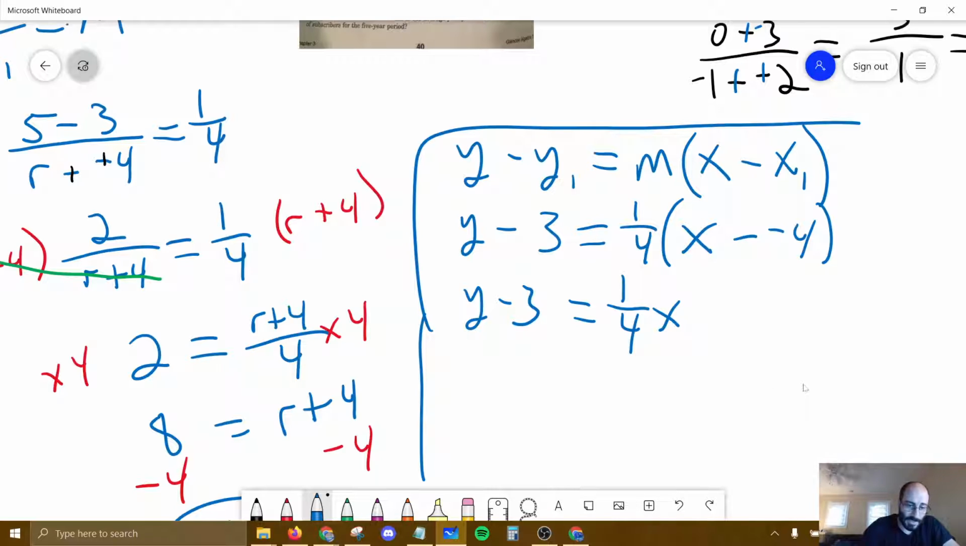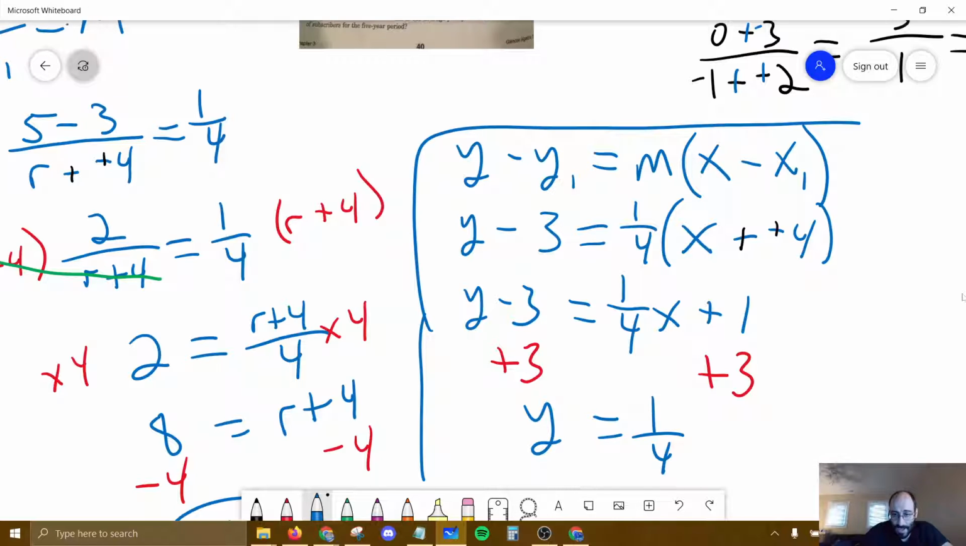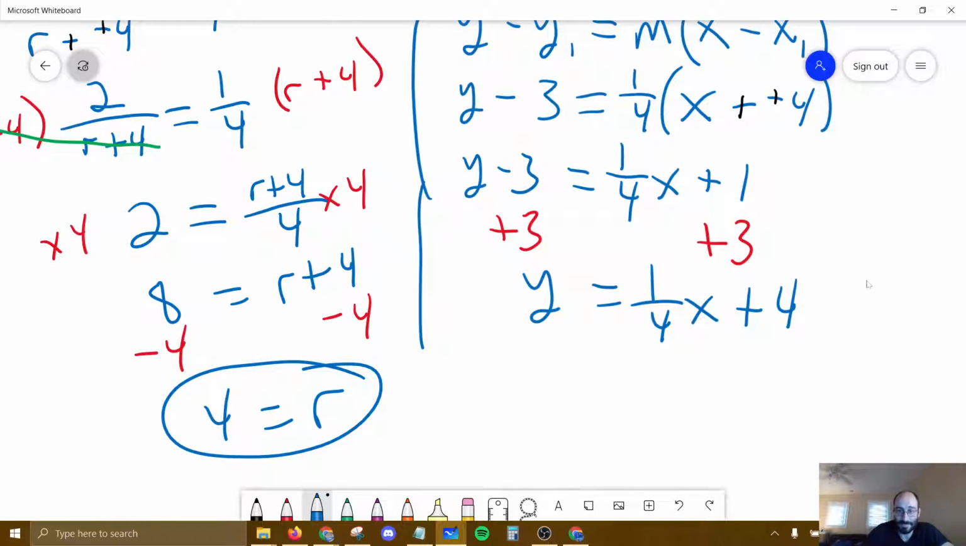Now, notice here I have minus and negative 4. It's really saying plus 4. Okay, and then if I'm distributing the 1/4, 1/4 times x is 1/4 x. 1/4 times 4 is 4 over 4, which is 1. Okay. Now you want to solve for y. So you want y all by itself. So what you're going to do is add 3 on both sides. And you get y equals 1/4 x plus 4.